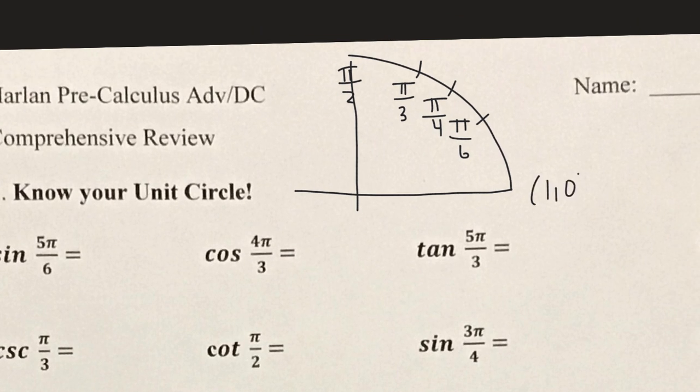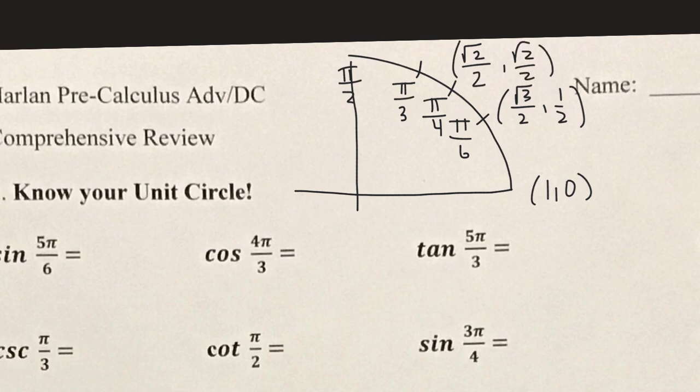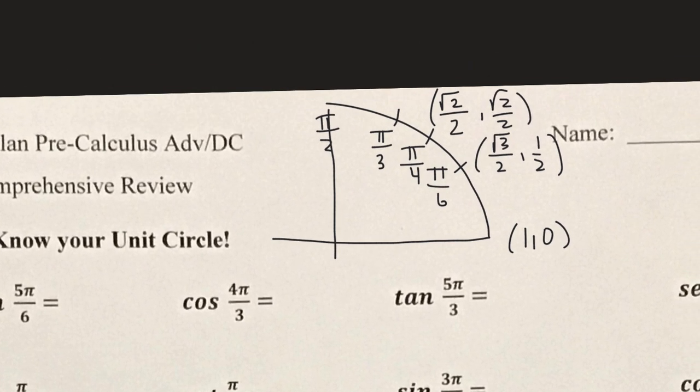So our coordinates are 1, 0. And then root 3 over 2 and 1/2 is the first one. And then the 45 degrees are the same, root 2 over 2. Okay, and then we move up to the 60 degrees where they switch. Now we have 1/2 and root 3 over 2, right? So this is the switch of the 60 degrees. And then 0, 1 is your 90 degree angle.